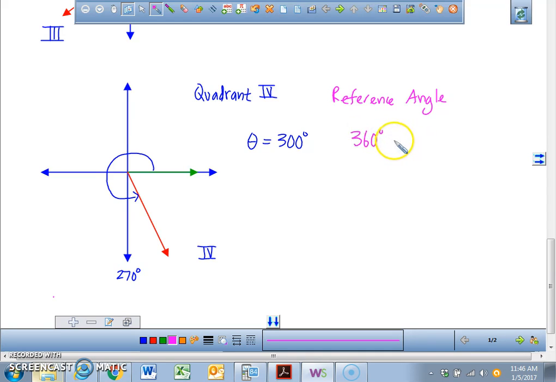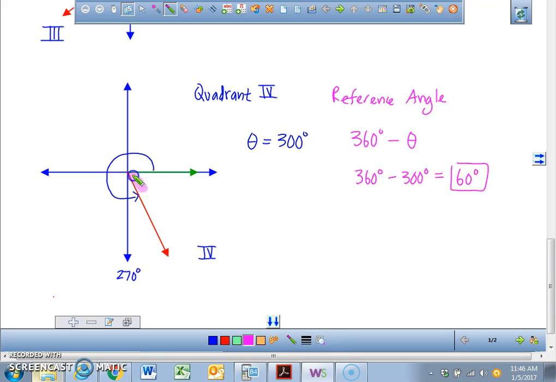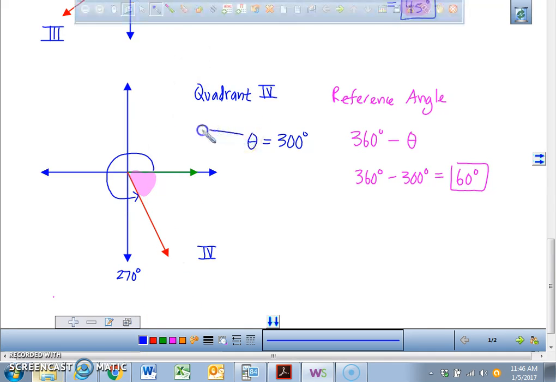360 degrees minus theta. So in our particular case, it's 360 minus 300, so our reference angle for this example is 60 degrees. Let me explain to you right now, everybody. That 60 degrees is right here. This is where that 60 degrees is located. Remember, theta went from the initial side to the terminal side, so it rotated counterclockwise all the way to the fourth quadrant. The 60 degrees is this part right there.